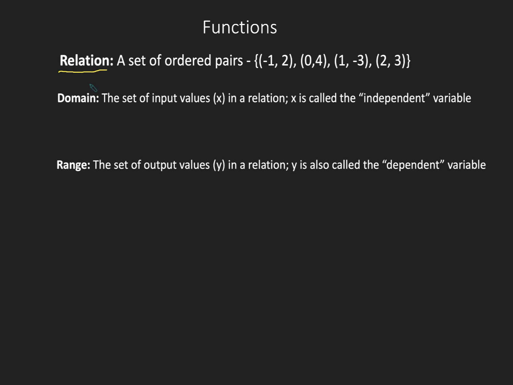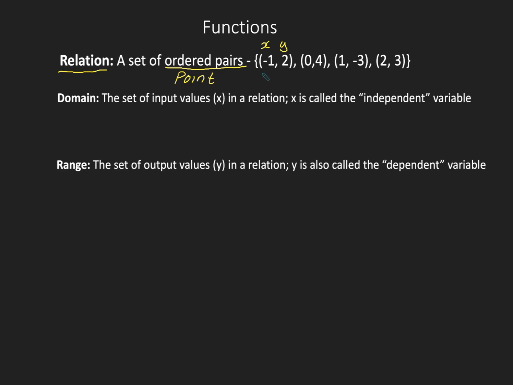When we talk about a relation, it is a set of ordered pairs. Now we've seen ordered pairs before. I don't think I call them ordered pairs, but we know them as a point. So if you put a couple of points together, you get a relation. And remember, a point has an x value and a y value. So just remember, a relation is a set of ordered pairs or a set of points.